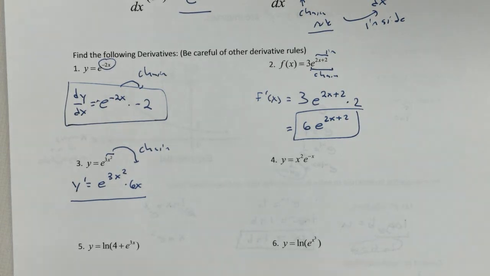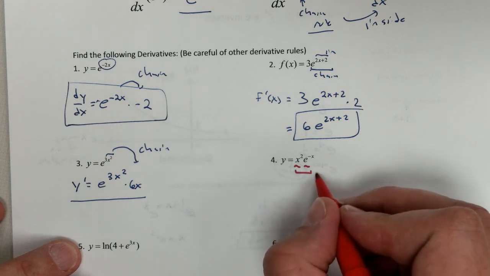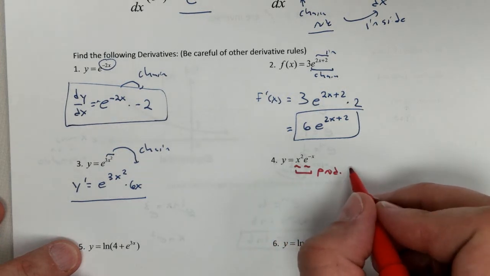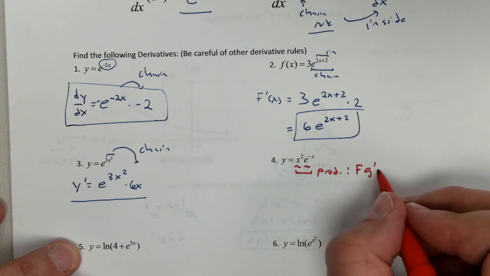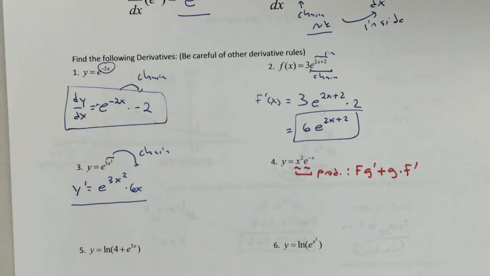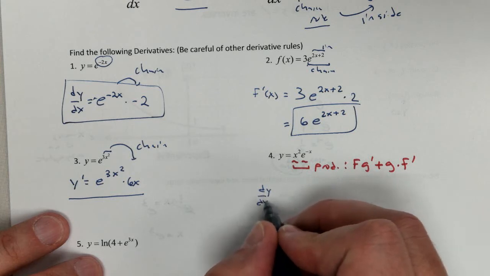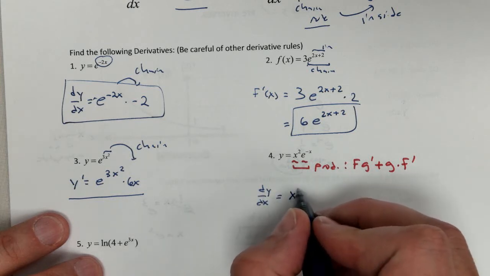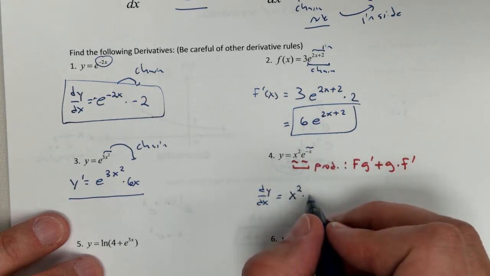Now be careful for number 4. If you notice, we are multiplying two functions together. This is our product rule. And if you forgot the product rule, remember that's the first times the derivative of the second, plus the second times the derivative of the first. So my first is x squared. So when I take the derivative, we should get the first, which is x squared, times the derivative of the second. Be careful, there's a chain here.